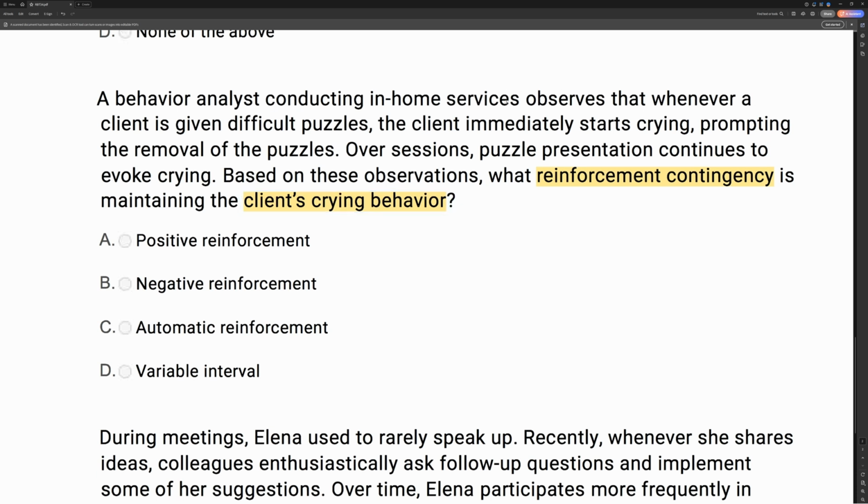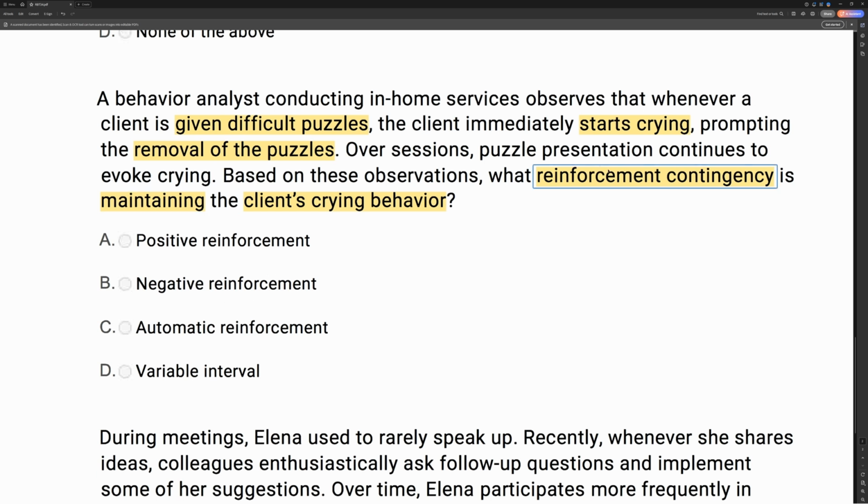We're seeing this analyst is observing that the client is given a difficult puzzle, which is our antecedent. The client starts crying, the behavior, and what happens as a result of the crying? The puzzle is removed. So in consequence questions, if we can identify an antecedent, a behavior, and then the consequence, obviously, it becomes very simple from there. Antecedent, give puzzle, behavior, cry, consequence, puzzle removed. So when we have a situation where behavior is increasing or maintaining by the removal of something, what do we call that? A, positive reinforcement.